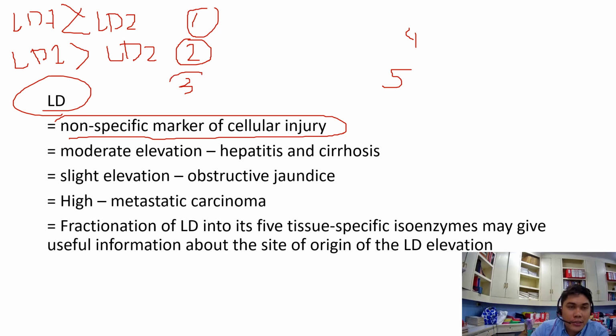Next, regarding LD3, it is found usually in the lungs, and if there's a problem with your lungs, LD3 is usually increased. Then LD4 and LD5 are more of skeletal muscle and liver. So in order to increase the use of lactate dehydrogenase, there is a need to do fractionation, meaning to separate the different isoenzymes of lactate dehydrogenase.